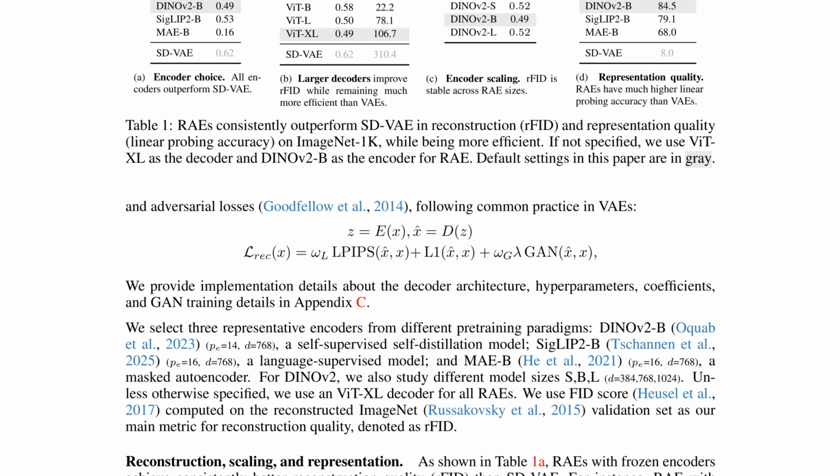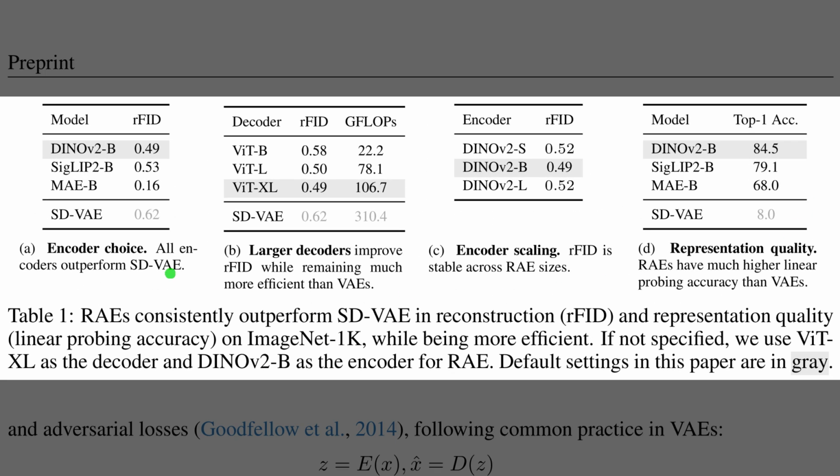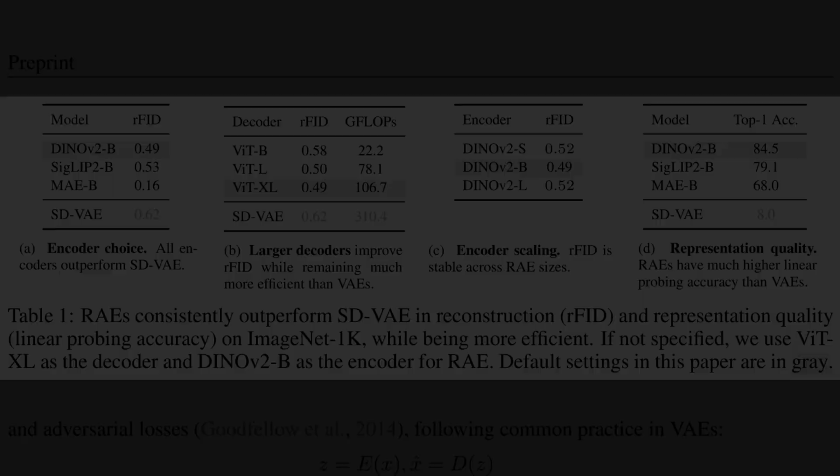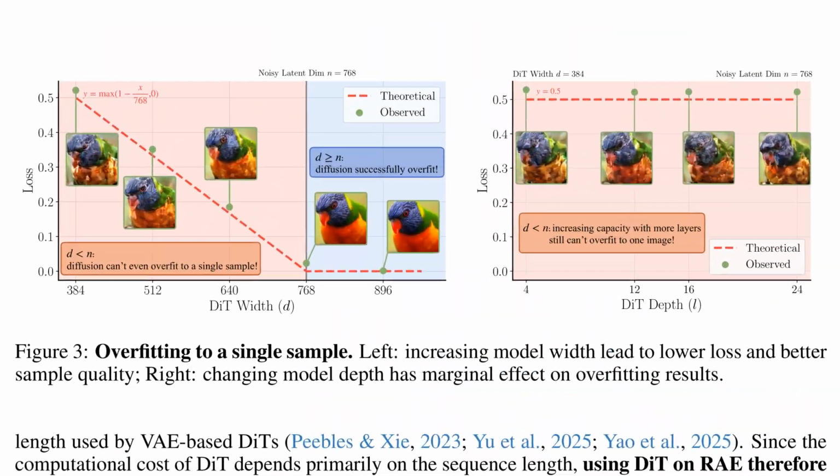So Table 1 shows that representation autoencoders deliver better reconstructions and stronger features than the SDVAE. The MAE base encoder reaches rFID 0.16, where rFID means the FID score computed on reconstructed images. A ViT-XL decoder scores rFID 0.49. The same decoder uses about 107 GFLOPs, so it stays far more efficient than the SDVAE. On representations, DINOv2 base reaches about 85% top 1 accuracy, which indicates well-preserved semantics. So Table 1 showed better reconstructions and strong features.